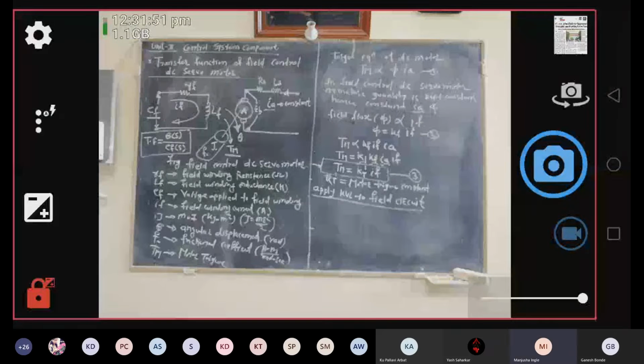EF is equal to IF RF plus LF dIF by dt. Okay. Any other? EF equal to IF RF plus LF dIF by dt. Right, correct.